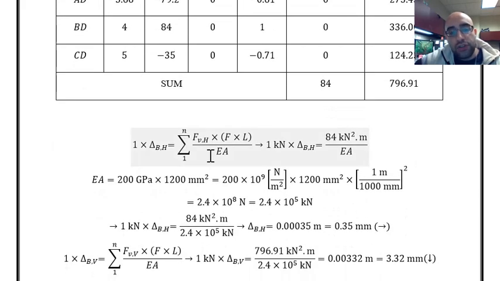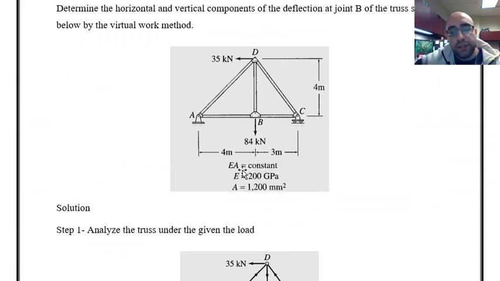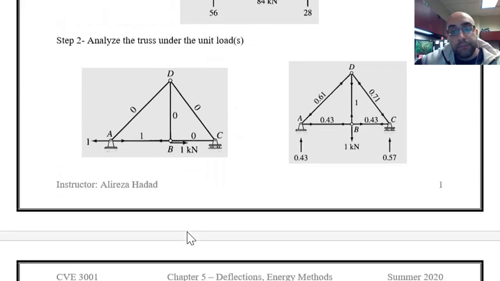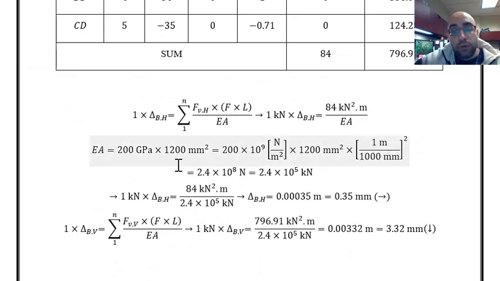And now in these equations I'm calculating and including the EA in the equation. EA is just based on the properties of the material that we are using in the truss. Those are given in the problem. As you can see over here, E and A are given. The other thing that you have to make sure of when you are calculating the deflection is the units that you have in your equation.